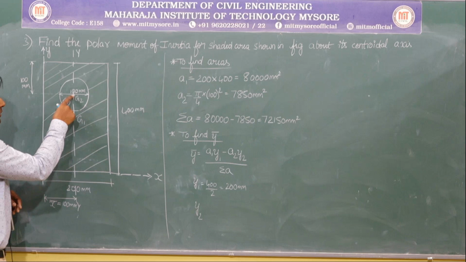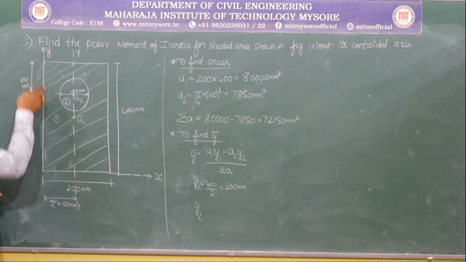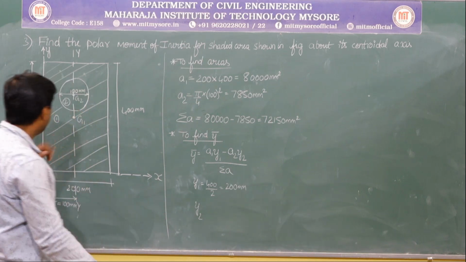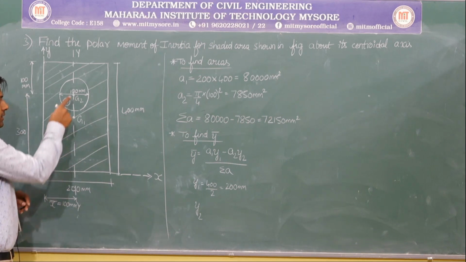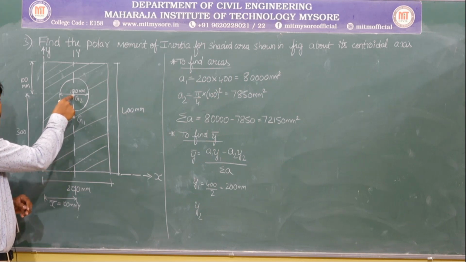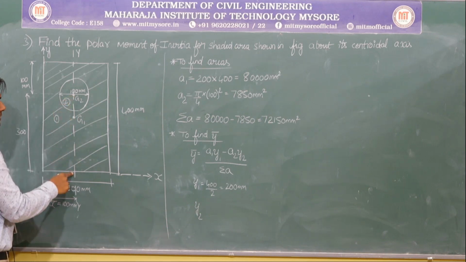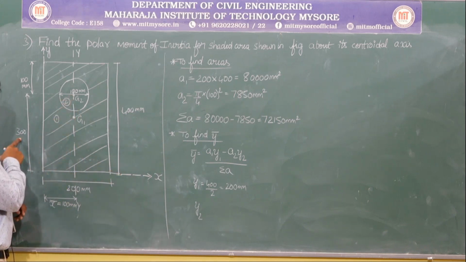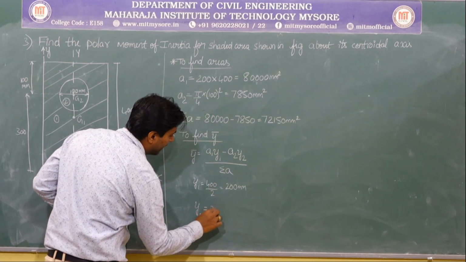Next, what is y2? It is the distance between the centroid of the component diagram till the reference axis. Before that, what is the total height? 400. If this is 100, what will be the remaining distance? It's 300, yes or no? Yes. So from here to here, as we just calculated, y2 is 300, a direct value.